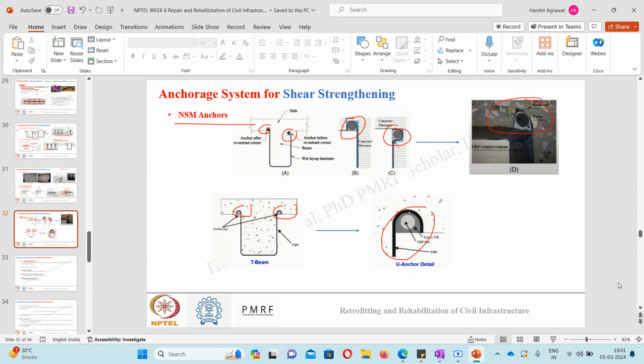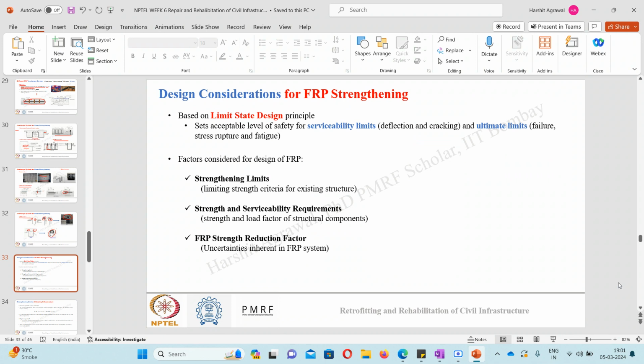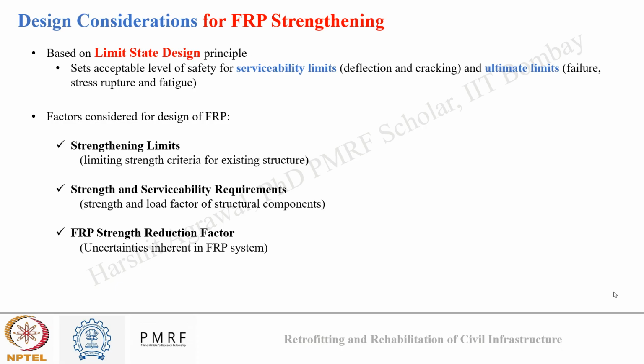But now the question is how to decide whether we should opt for FRP strengthening or not, and which material we should choose. That is the question. We understand what FRP strengthening is, how it can be applied to different members, how it can strengthen and how it can fail. But how to choose whether we should go for FRP strengthening or not, and which material we should use? These questions play a very critical part in the design of FRP strengthening.